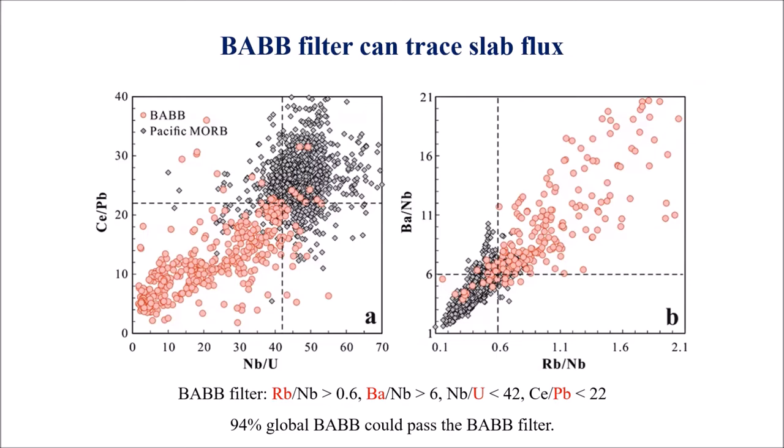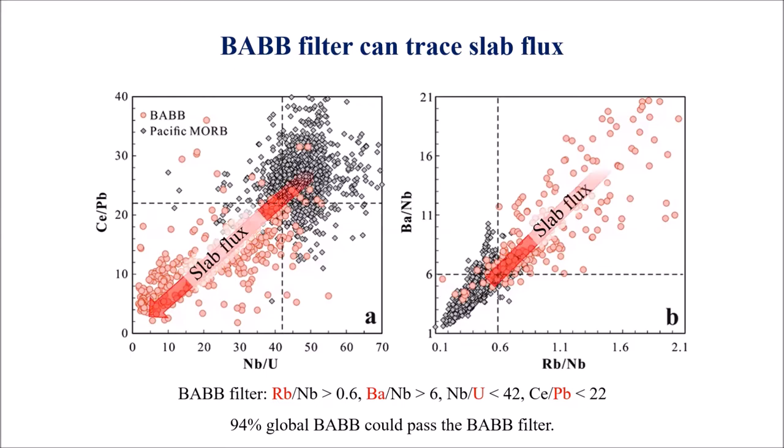It works like this. If any three of the four ratios pass the BAB filter, the rubidium niobium ratio of 0.6, barium niobium of 6, niobium uranium ratios of lower than 42, cerium lead lower than 22, the sample can be considered as receiving a slab flux. And it turns out 94% of global BAB can pass the BAB filter, suggesting such a filter is effective to trace slab flux. Then we'll apply the BAB filter on global MORB data.